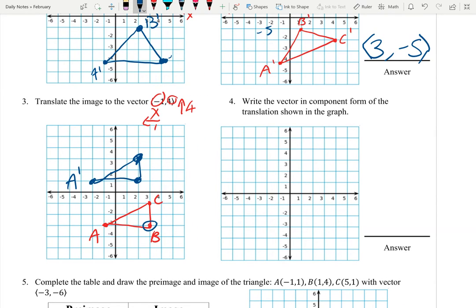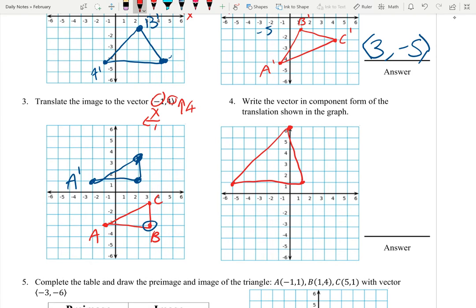Again, let me take a second to draw the picture up here, and then we'll do the same thing we did in number 2. So we have -5, 1. We have 0, 6. And we have 1, 1. So we have this triangle.